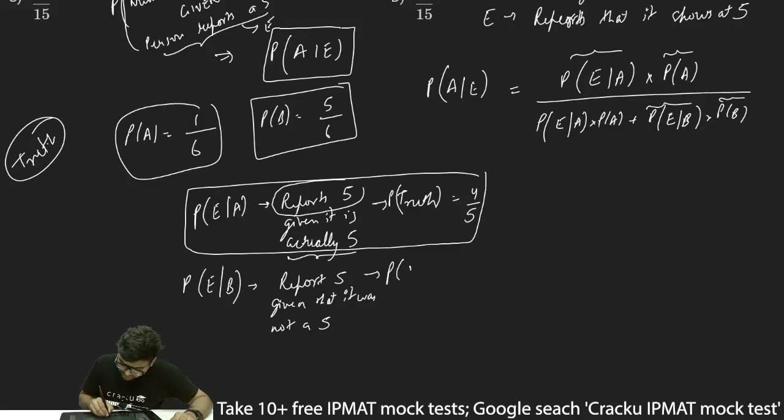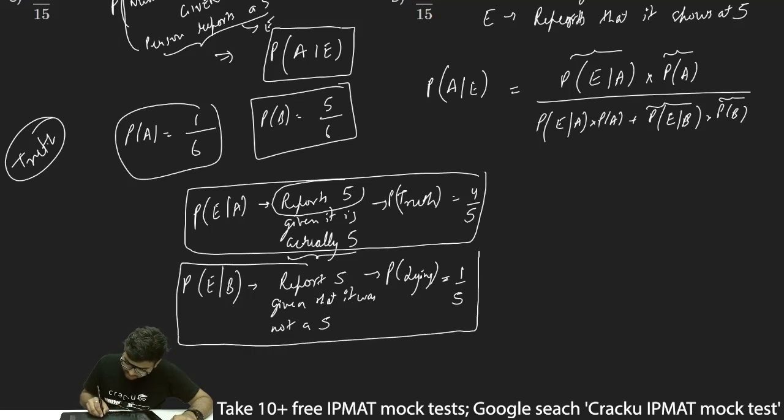So I have to find out the probability of lying. I have to find out the probability that the man is lying, because he is saying the number is 5, but actually the number is not 5. Thus he is lying, and the probability of lying is basically 1 out of 5 cases, or I can write 1 by 5. So the probability of E, that is he reports a 5 given that B has happened, that it is not a 5, is basically 1 by 5.